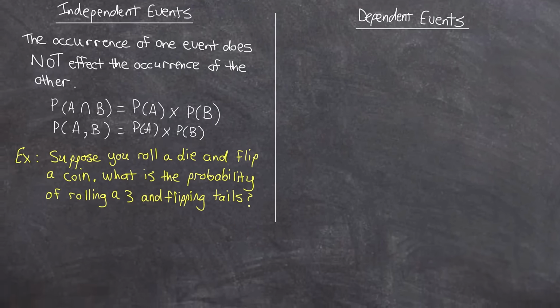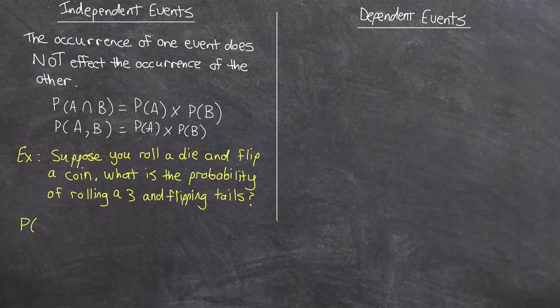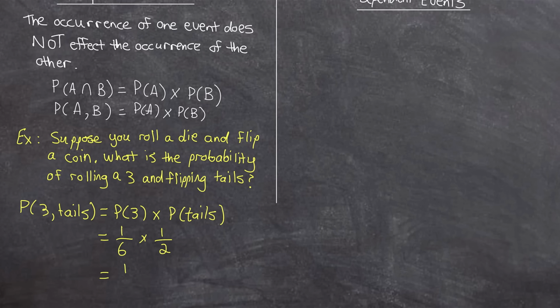So if I write a formula for this, to find the probability of rolling a 3 and then flipping tails, I would need to do the probability of rolling a 3 multiplied by the probability of flipping tails. One of the 6 sides of a die is a 3, so you have a 1 out of 6 chance of that happening, multiplied by the probability of flipping tails. One of the 2 sides of a coin is tails, so you have a 1 out of 2 chance. So the probability of both of those things happening is the product of those two. 1/6 times 1/2 is just 1/12.